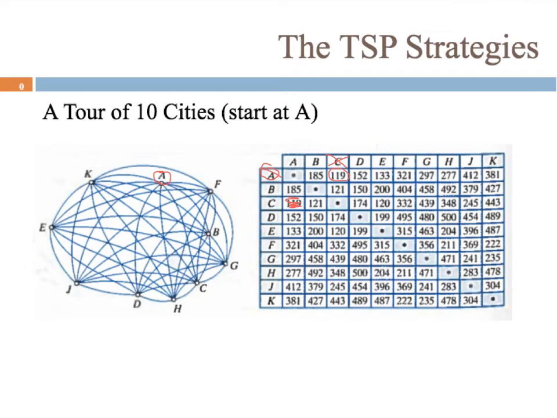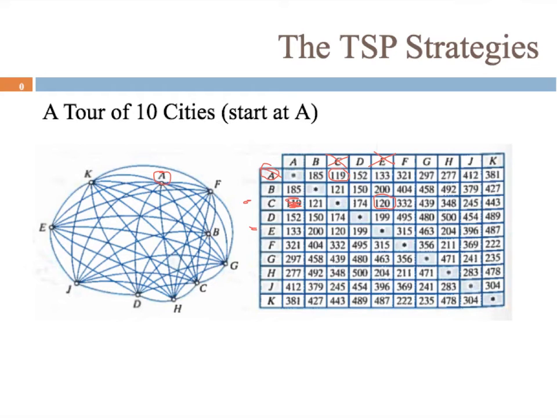So from C, I'm looking right here now. From C, let's look to see what the cheapest option is. So we can't go from C to C, obviously. So from C to B is 121, C to D is 174. I'm looking across this third row right now. It looks like our cheapest option is going to be from C to E. Okay, so now E is done.